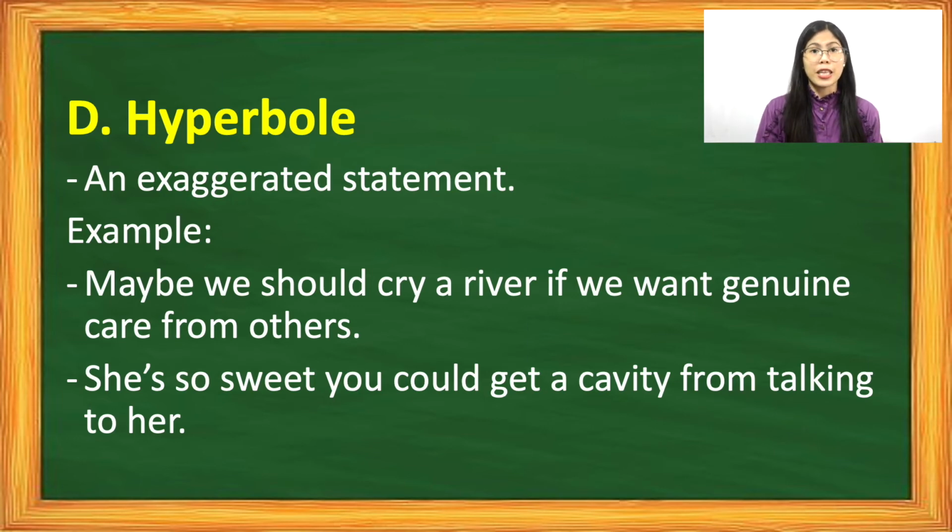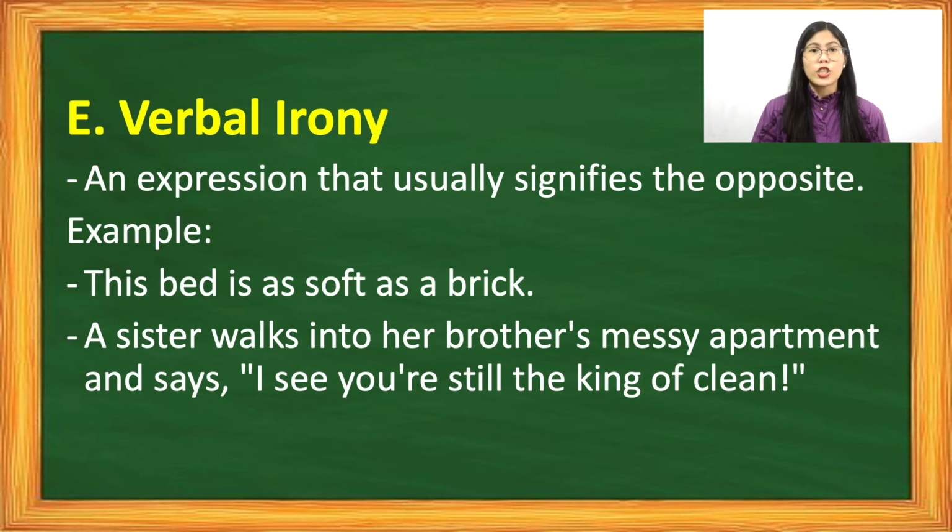Next is verbal irony. It is an expression that usually signifies the opposite. In other words, there is a contradiction of what is said and what is really meant. Example, "This bed is as soft as a brick." So here, it's the opposite of what the speaker said. What the speaker really means here is that the bed is as hard as the brick.